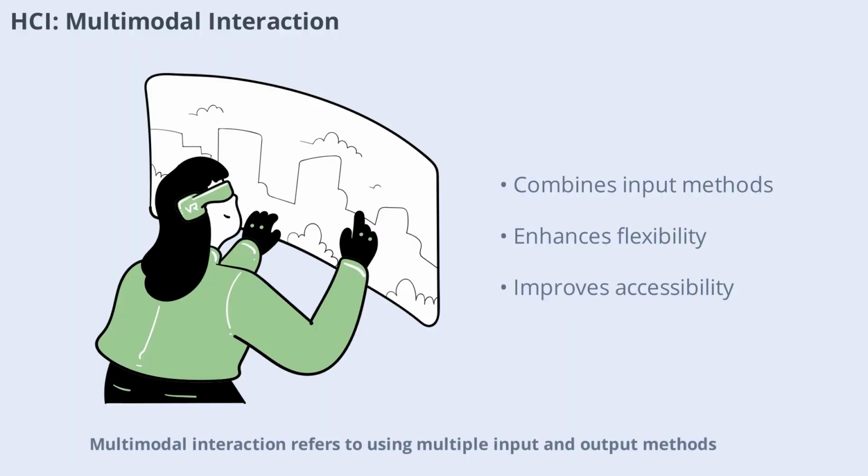Multimodal interaction refers to using multiple input and output methods, such as voice, gesture, and touch, to interact with technology. HCI researchers explore how combining these modes can make systems more flexible and accessible. For example, voice commands can supplement touch controls, making devices easier to use in different contexts.